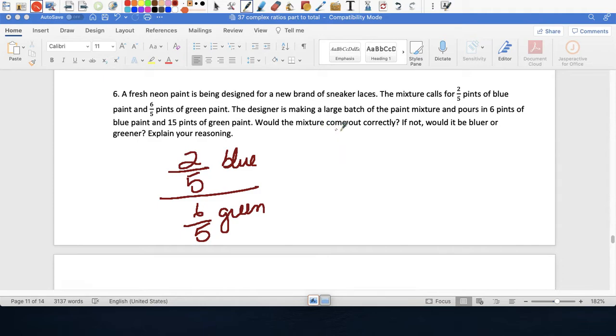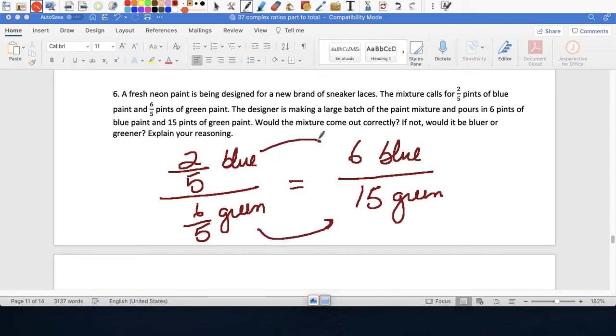Now, what they're trying to tell you is that somebody used 6 pints of blue and 15 pints of green. They want to know if they follow the proportion. Do you think they were multiplied by the same number? Well, they have to be, right, in order to be proportional.